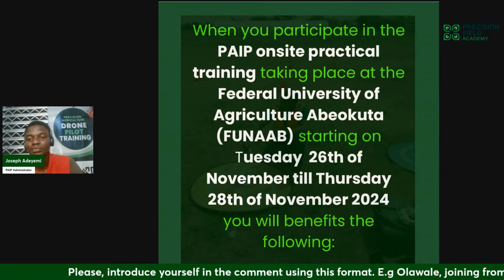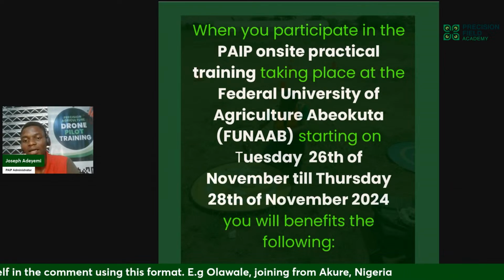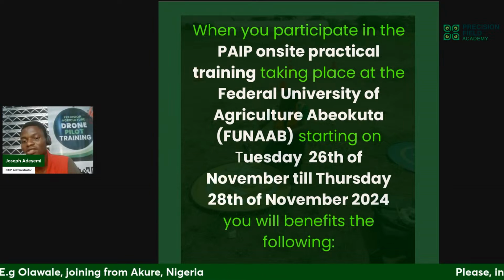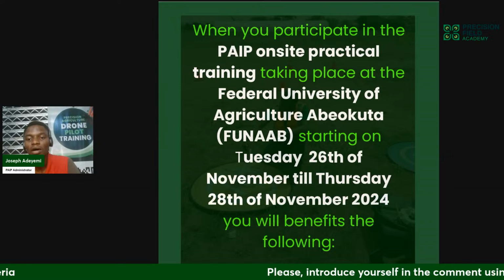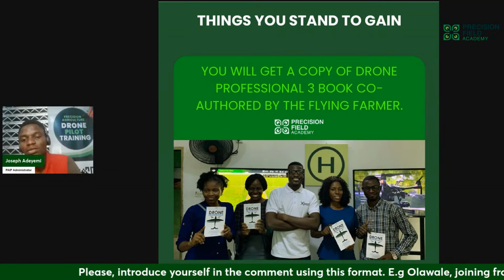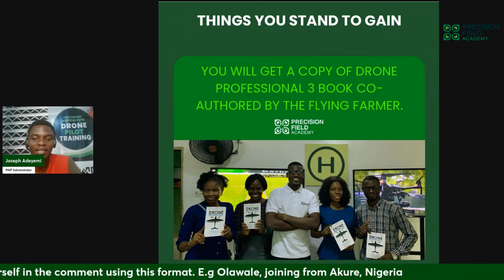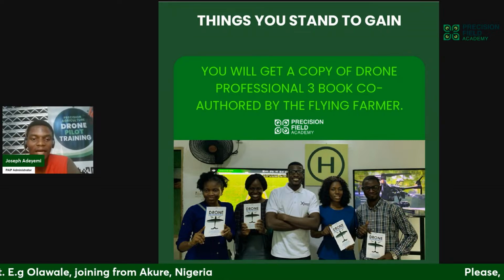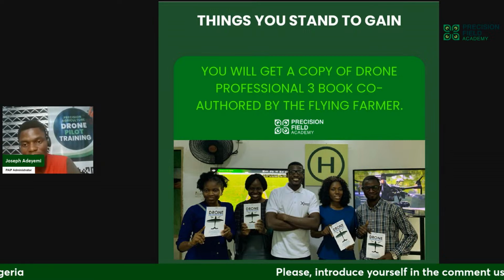So yes, the practical training is taking place. It will start on the 26th of November and end on the 28th of November. It's taking place at the Federal University of Agriculture, FUNAAB, in Abeokuta, Ogun State, Nigeria. People who are within the Nigerian space as we speak are encouraged to register and do the needful to actually be there.